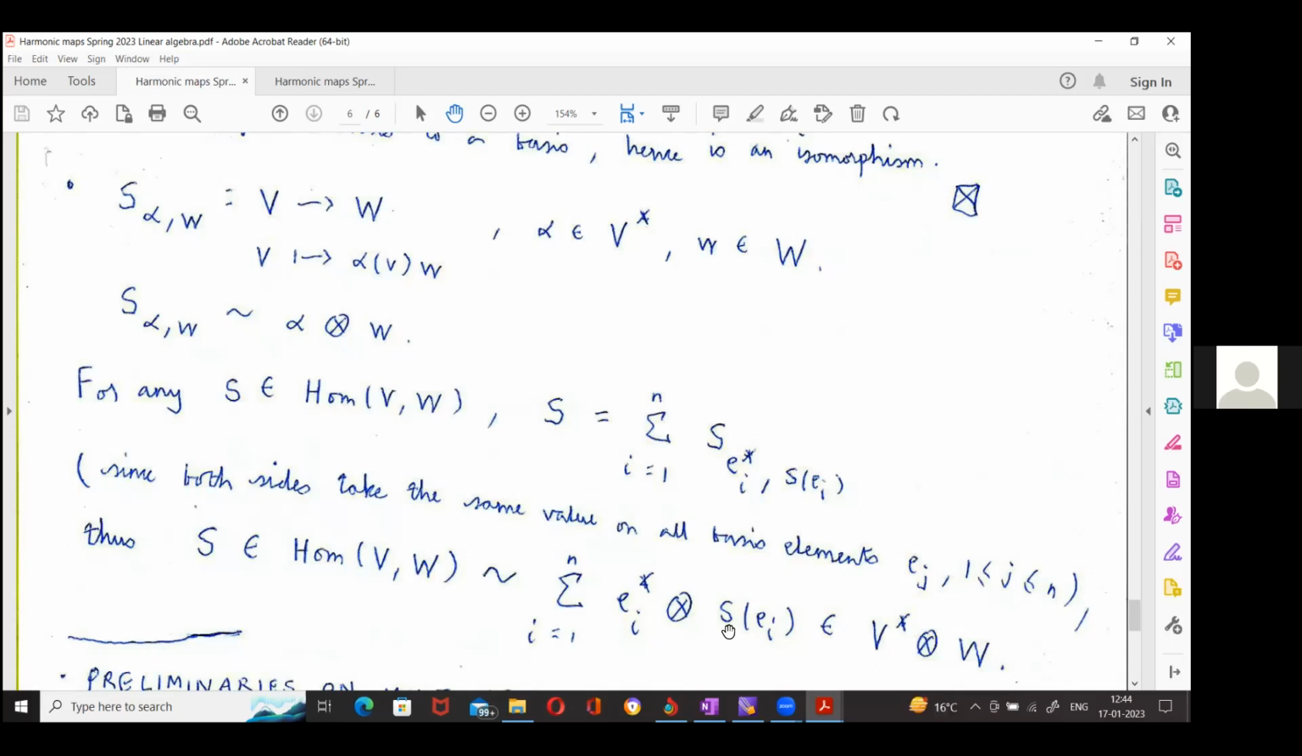Okay, so we will use this much later in the course. But yeah, this identification will be useful, between Hom(V,W) and V star tensor W. Okay, so that ends more or less the linear algebra I wanted to do.